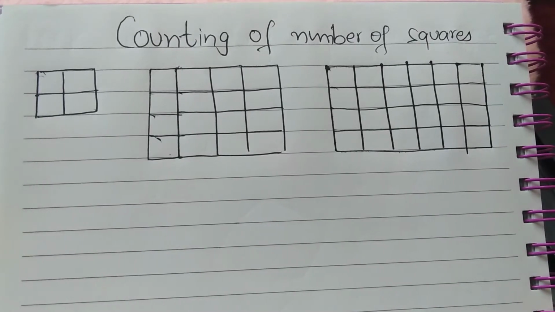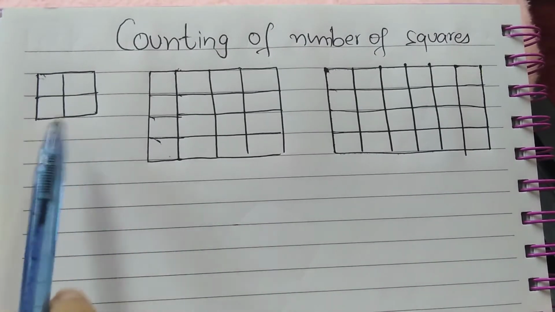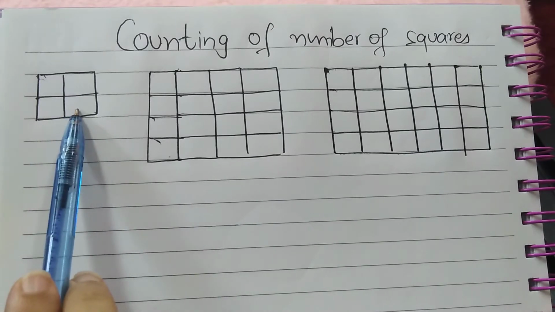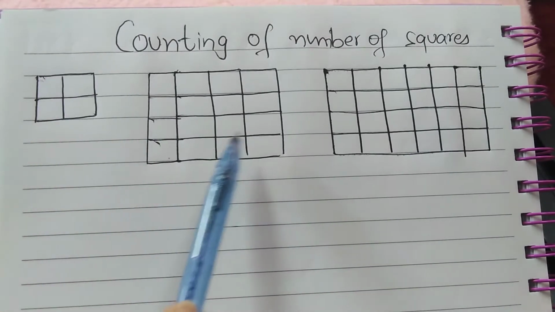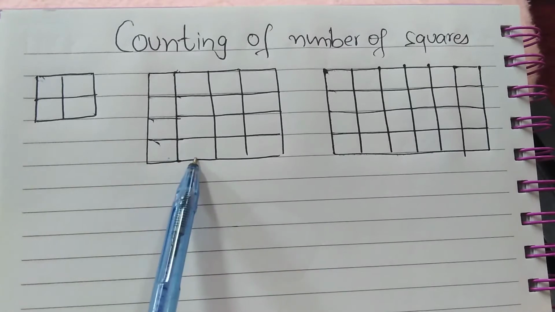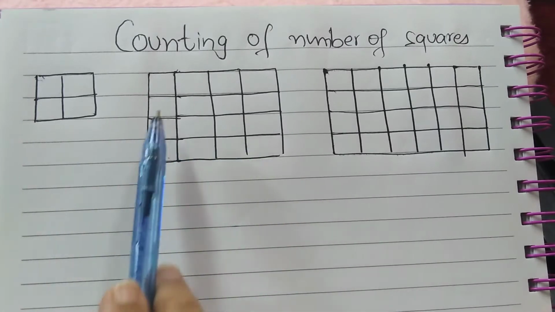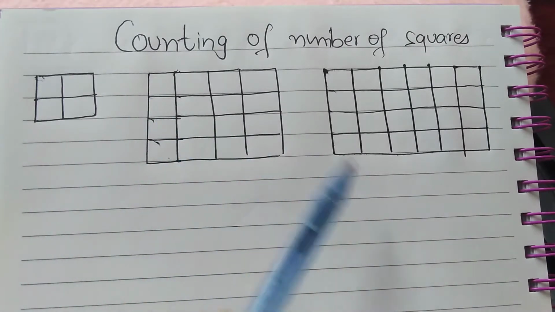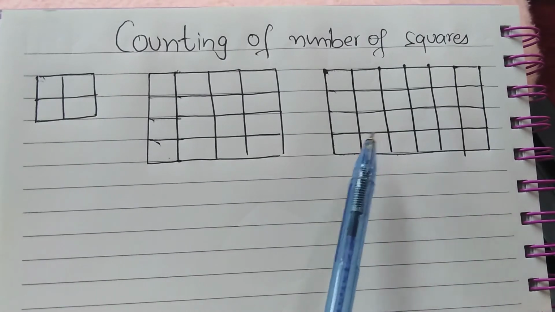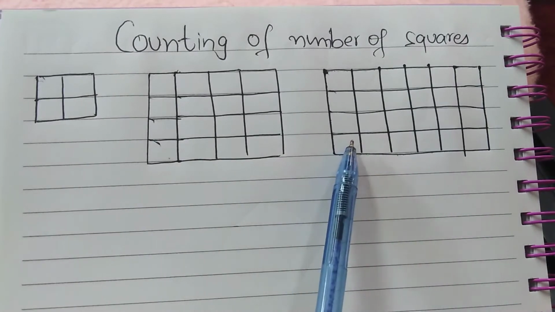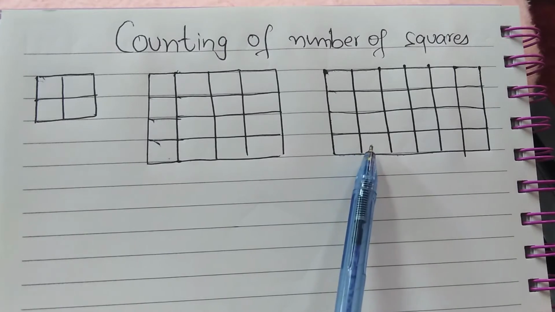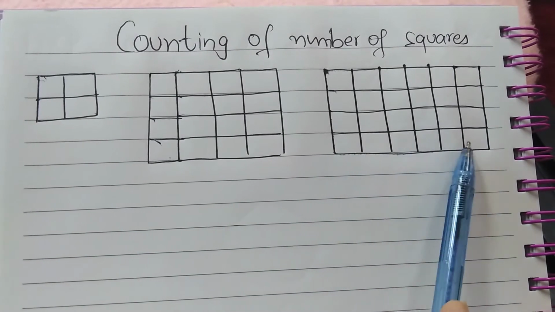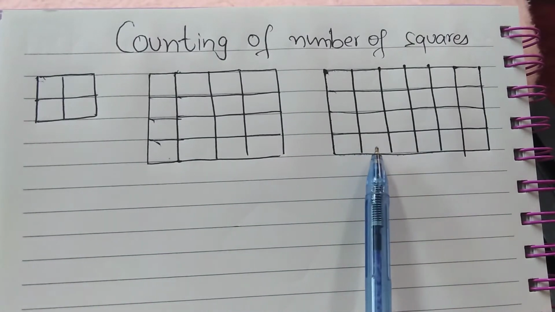In this lecture you will learn how to count the number of squares. There are basically two types of squares in this lecture. Such types of squares in which the number of rows and columns are equal. In this case, 2 by 2, and in this case, 1 2 3 4 rows and 1 2 3 4 columns. And the second type in which the number of rows and columns are different. There are 6 columns and 4 rows.